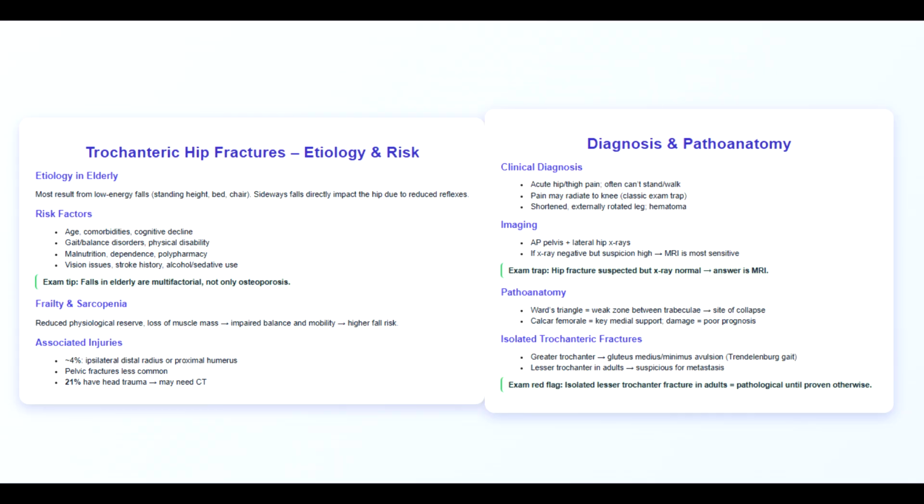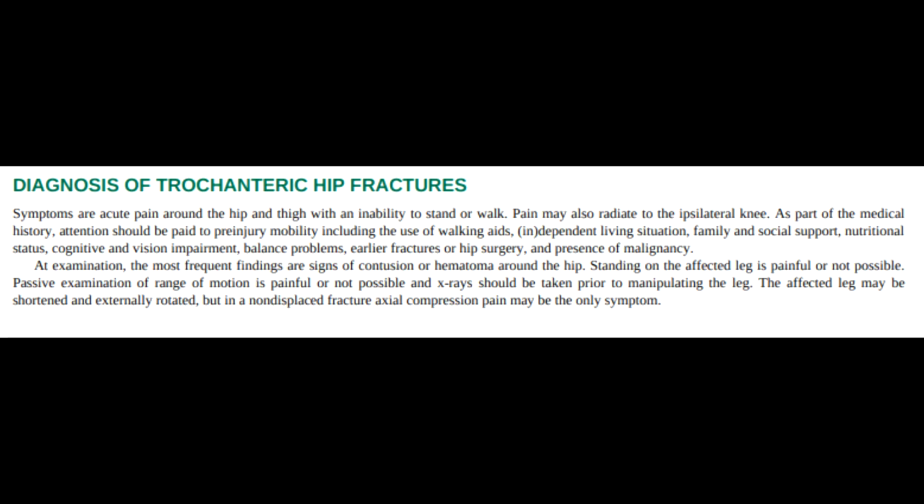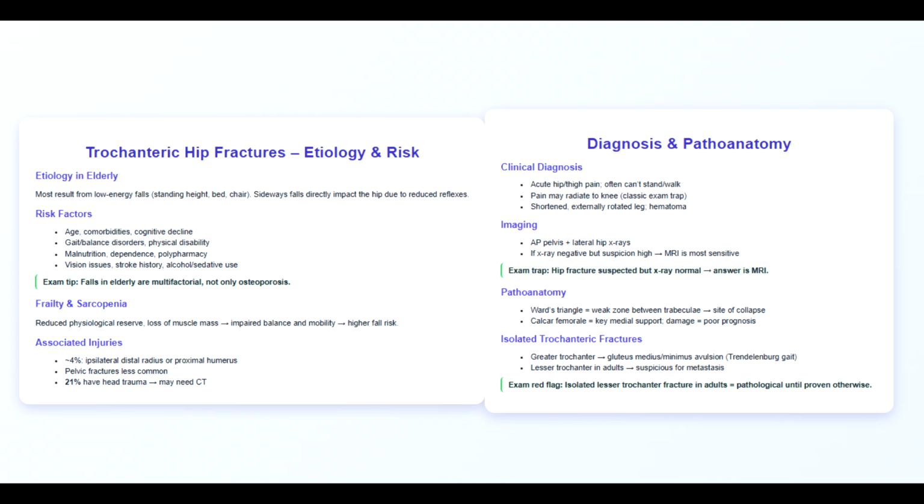Now let's turn to the diagnosis. Clinically, the patient presents with acute pain around the hip and thigh, usually with inability to stand or walk. Pain can radiate to the ipsilateral knee. This is a classical misleading feature, and exams often test it. Hip fractures can present as knee pain. On inspection, bruising and swelling may be evident. On palpation, hematoma is common. The affected leg is often shortened and externally rotated, but remember that in some incomplete or non-displaced fractures, the only finding may be localized pain on compression.